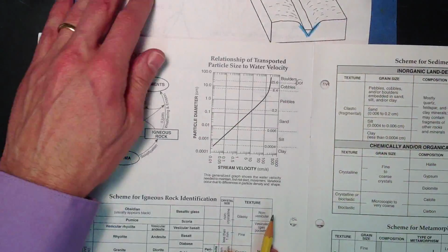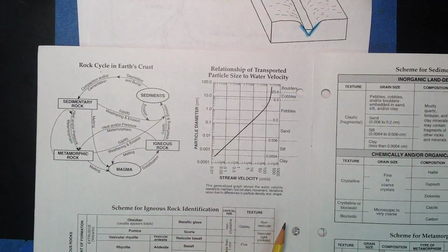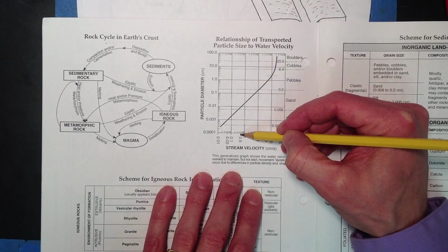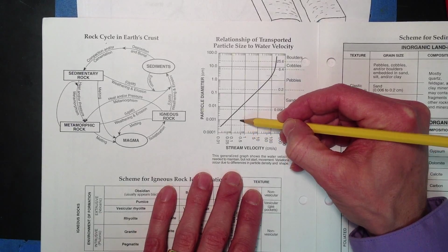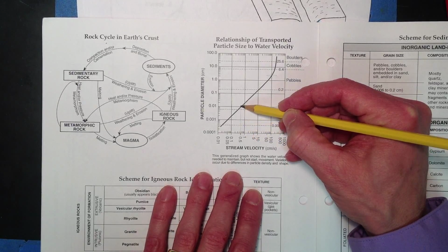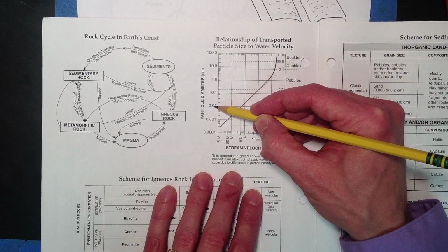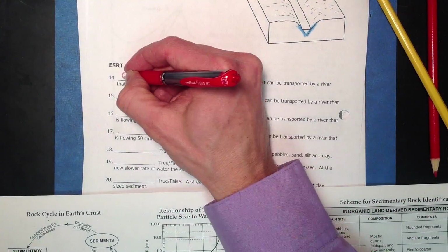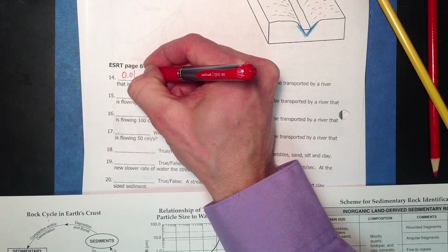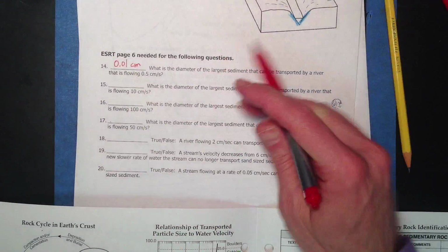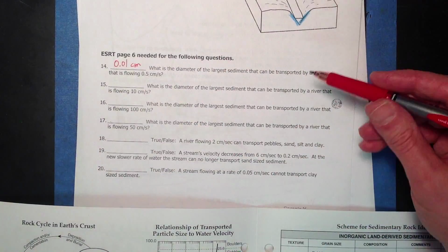Okay, so we are looking at rivers flowing 0.5 centimeters per second. So then we follow it up to here as best we can. And look, it's right on this line, 0.01 centimeter diameter. So it's 0.01 centimeter.